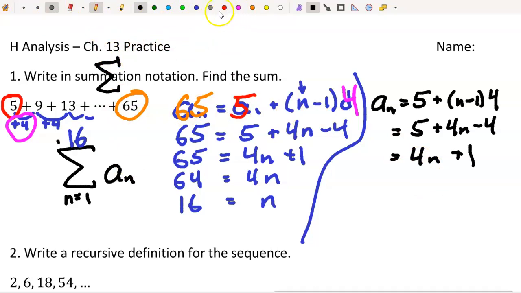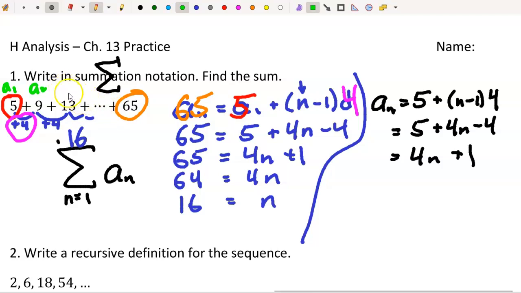And you can check it. Let's do this just to make sure. Plug in 1. Do you get the first term? This is a sub 1, so if you plug in 1, you should get 5. 4 times 1 plus 1 is 5. And a sub 2, we should get 9. So plug in 2. 4 times 2 plus 1 is 9. So you can always check it.